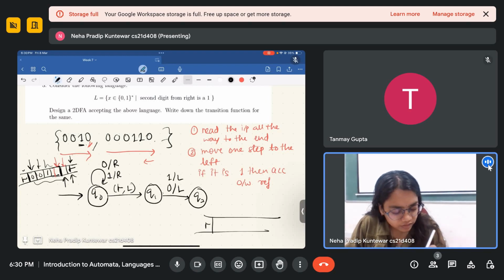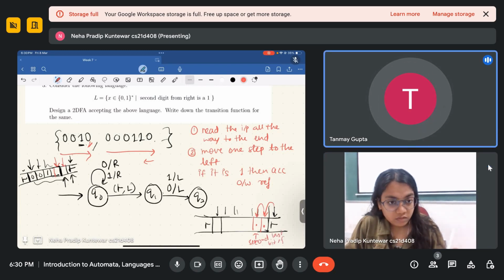What we did is we started from this place, we kept on moving blindly until we reached the end of the input. Then we moved one place to the left, so that we are at the last bit of the input. Then we moved one more step to the left, so that now we are reading the second last bit.